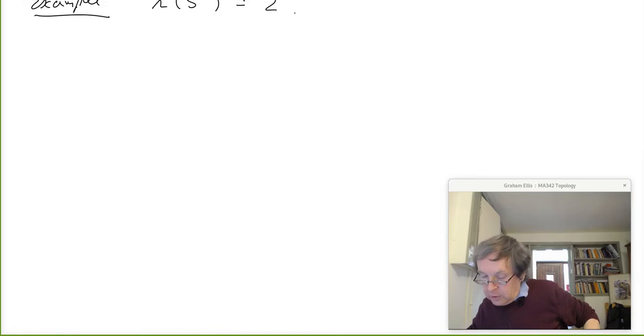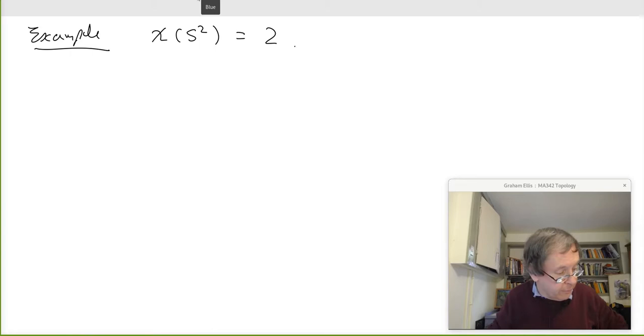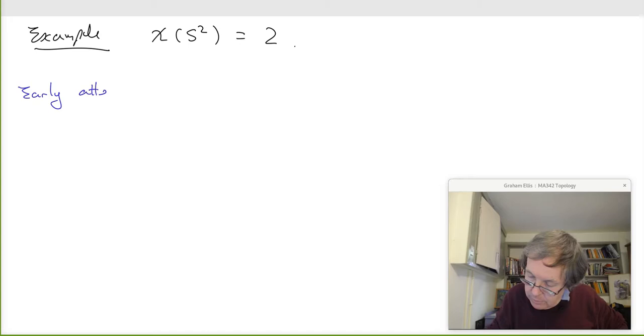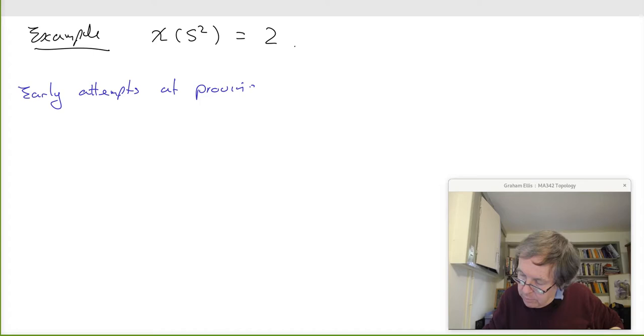Okay, so early attempts at proving the above theorem.